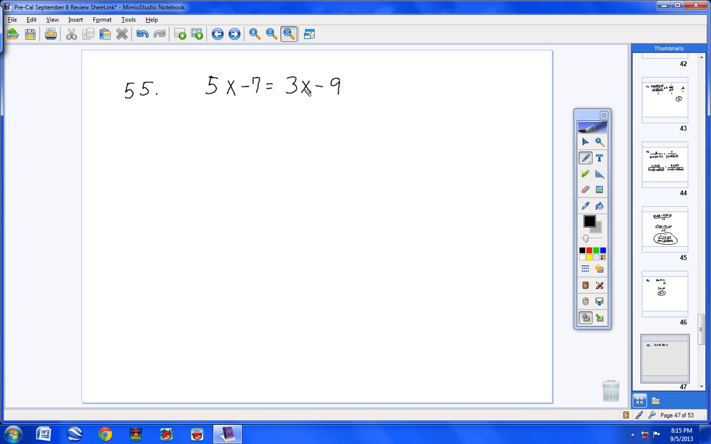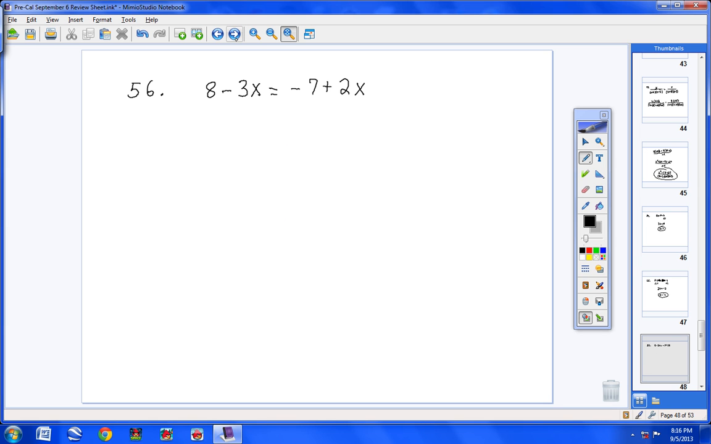Notice your x's are not squared, so we have a simple linear equation. I'm going to get the x's on one side, so bring my 3x over and make it a negative 3x. Bring my negative 7 over and make it a positive 7. So when I do that, I have a negative 3x here, and this 3x is gone. I have a positive 7 over here, and this negative 7 is gone. And so I should be left with 2x equals negative 2. 2x equals negative 2, divide both sides by 2, and x equals negative 1.